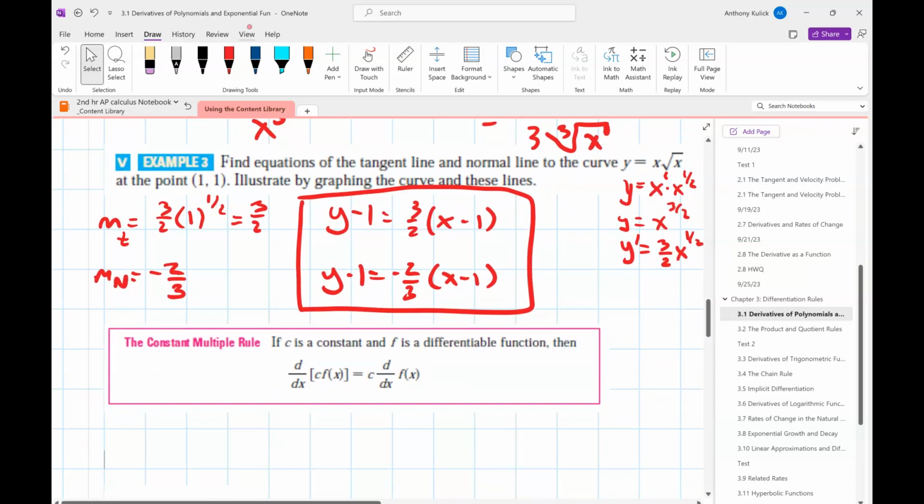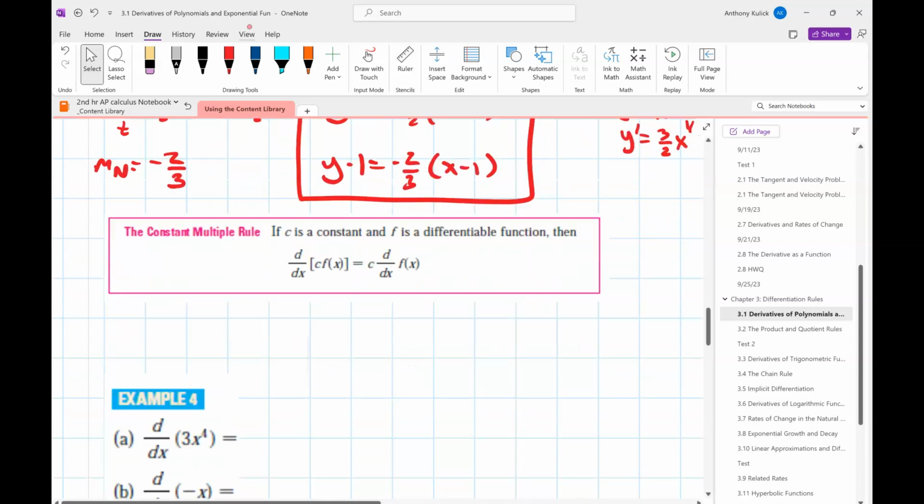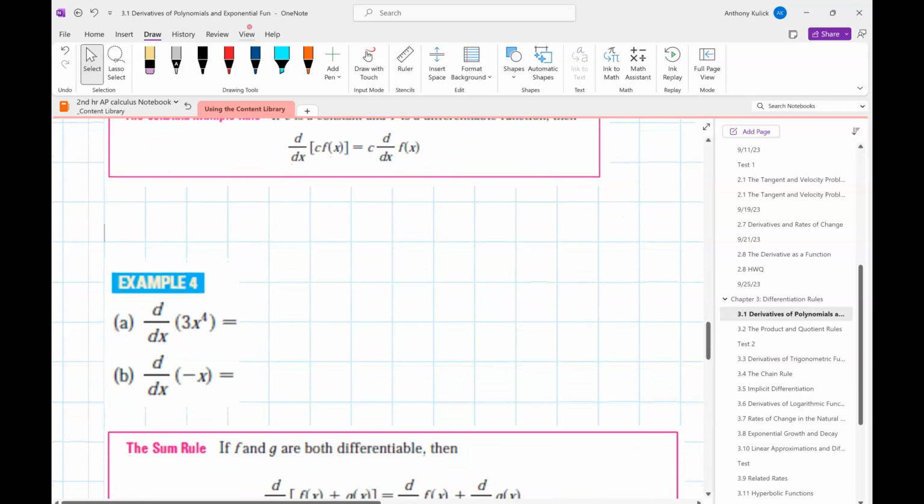Next up, the constant multiple rule. If I have a constant times a function, and I take the derivative of that, that's the same thing as the constant times the derivative of the function. Does this look like the limit rule for constant multiples? A little bit. I wonder why that works the same way. Because the derivative is the same as a limit, right? So all your limit rules transfer over to your derivative rules. Let's look at a couple of examples.